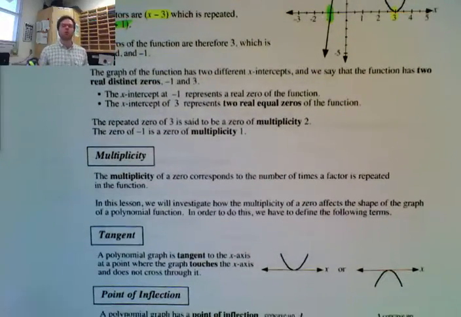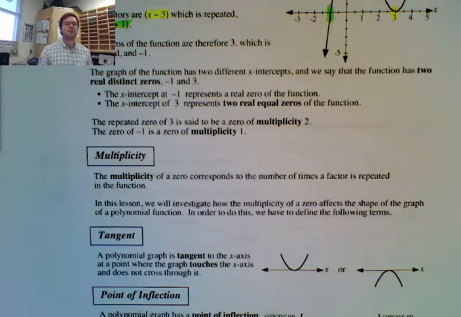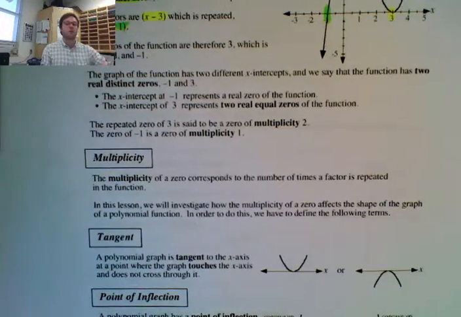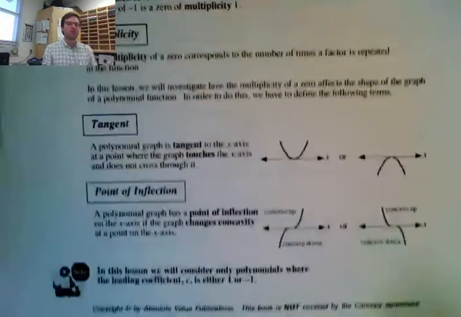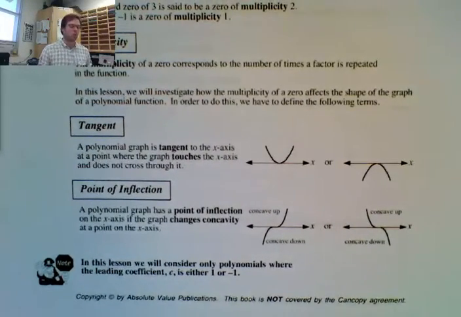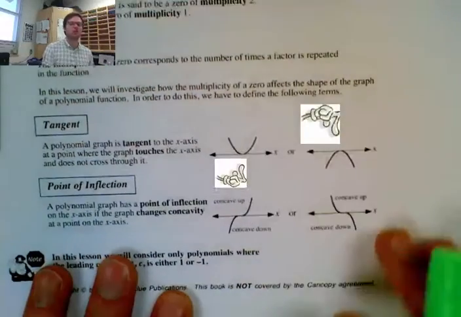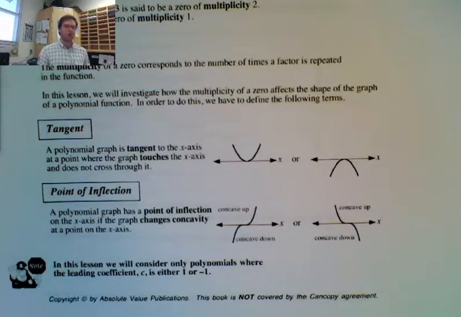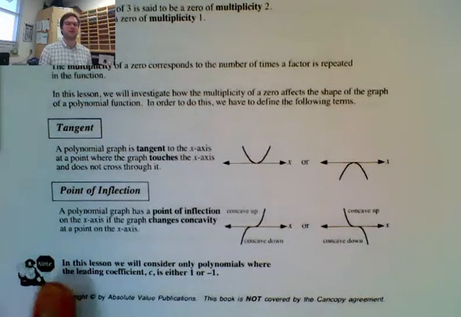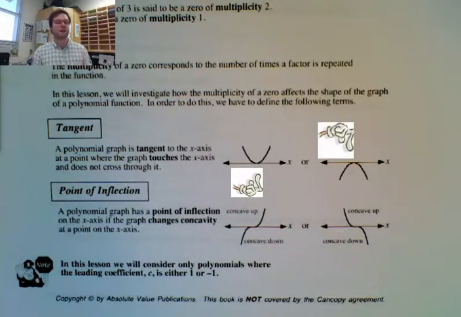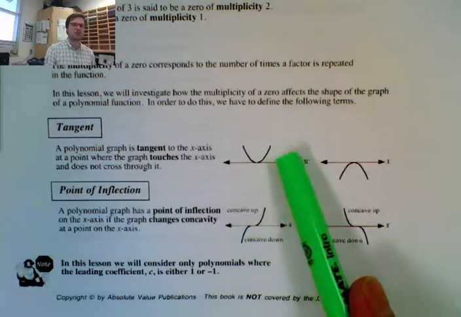So, what does multiplicity mean? Multiplicity of a zero corresponds to the number of times a factor is repeated in the function. So here we're going to look at what multiplicity can do. Multiplicity can do a few things. In one case, it could create a tangent. When we have a tangent, like above here, it just touches the line. So I like to call these touchers. Whenever we have a multiplicity that creates a tangent, it could make a toucher. So it just comes in, touches the line, and moves away.